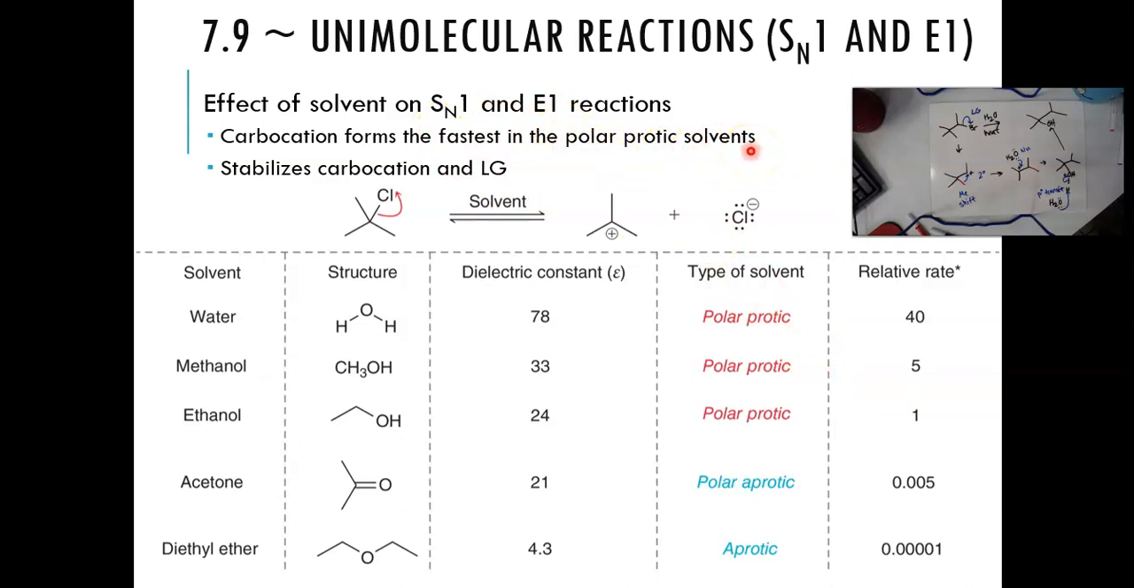And if we remember back to when we first talked about solvents, a polar protic solvent can help stabilize positive and negative ions. In forming that carbocation, we need to have something in the solution that helps to stabilize it. So our polar protic solvents are able to do that, and they can help stabilize our leaving group as well, to prevent it from reacting again with our carbocation.